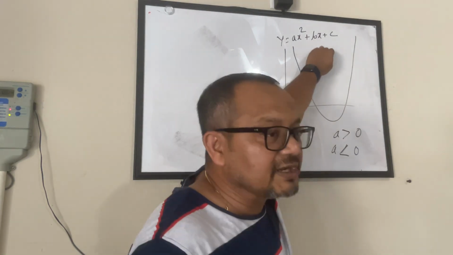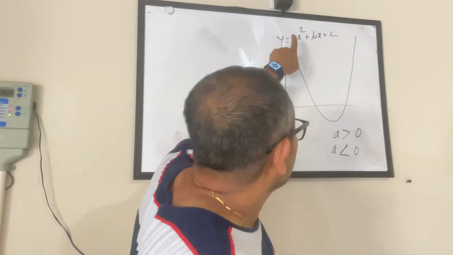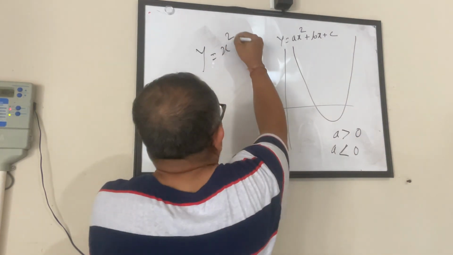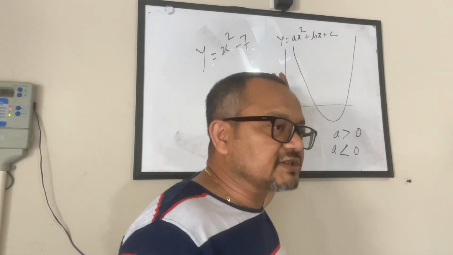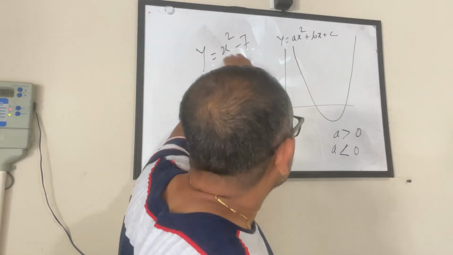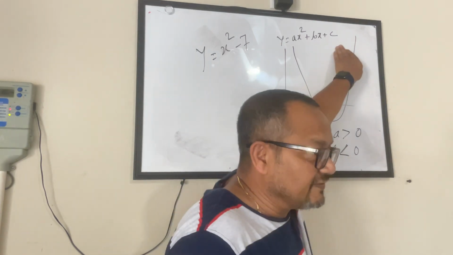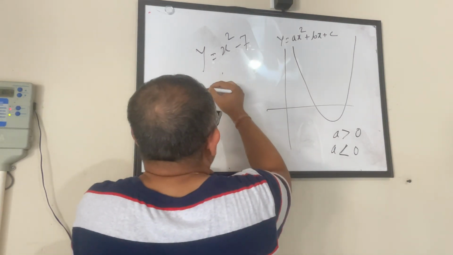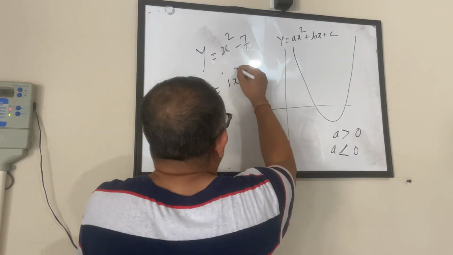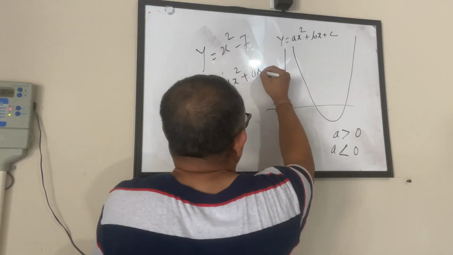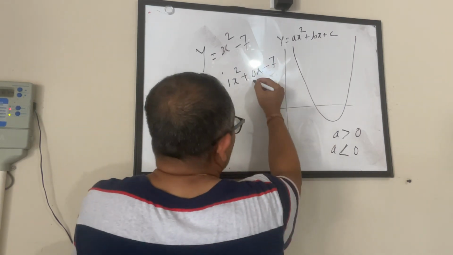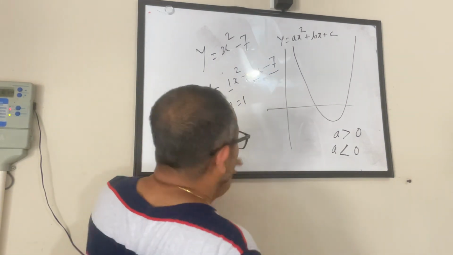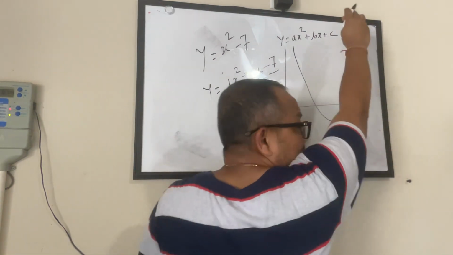Now when you have an equation like this, let's say your equation is x squared minus 7. This is also a standard form, okay? Just that b is 0 and c is minus 7. A is 1. Here you can write y equals 1x squared plus 0x minus 7. So this is your B, this is your A, this is your C. So here A is equal to 1, which is greater than 0, so my parabola will be facing up.